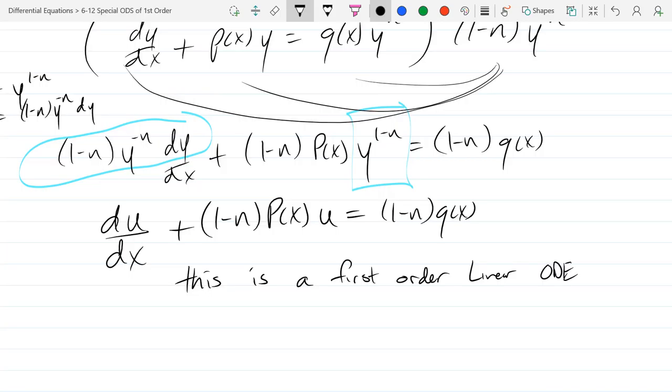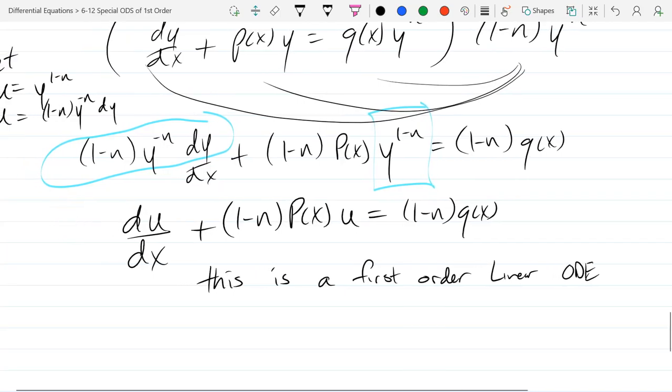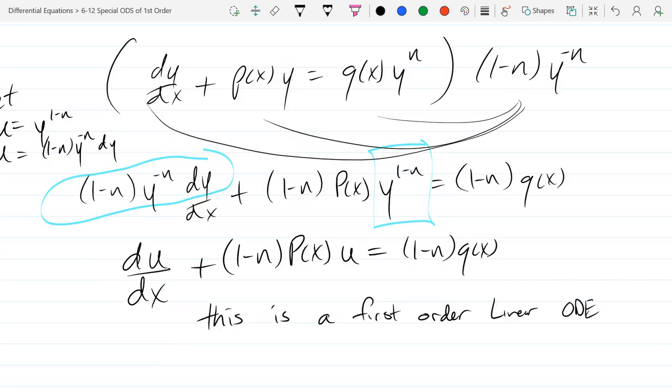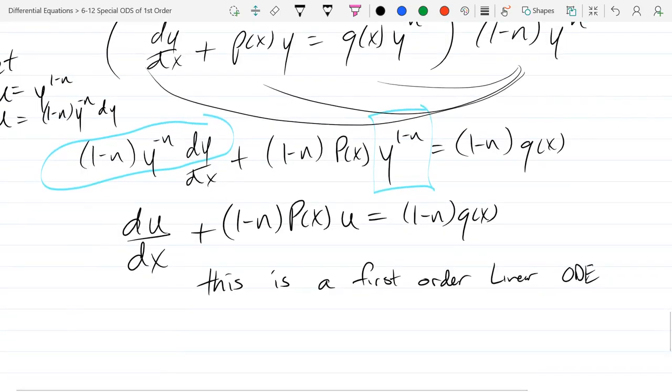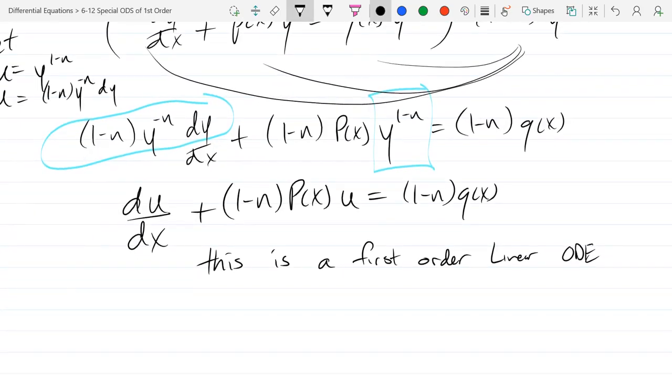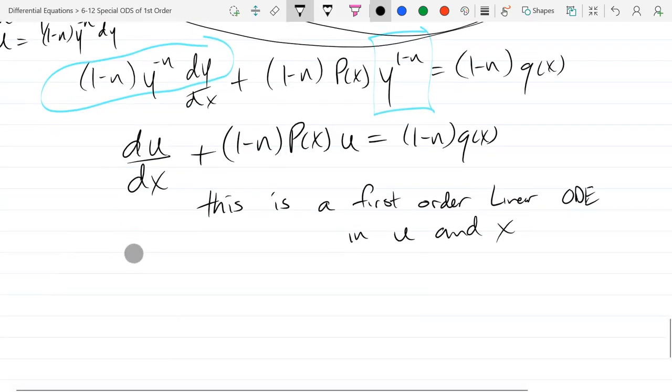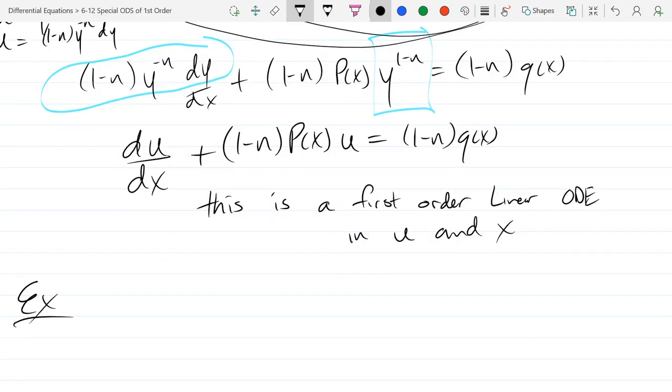So the reason we learned how to solve first order linear first is, yes, it is technically a special case of this, but this reduces down to linear. Now it's a linear ODE in u and x. So we've changed variables, we're going to solve it, and then of course we have to change back to x's and y's, not u's and x's. And we have one example problem.